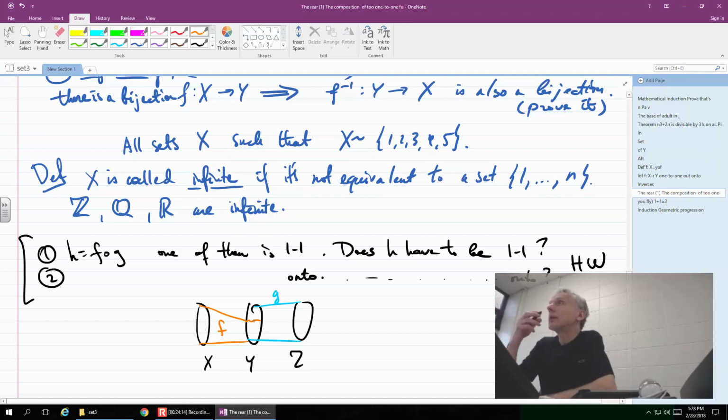H is not onto, right? You can see that there is no counterpart here, so some of the Z's will be missing. So at least a suggestion. Then you still have to write it out. But that's where ideas come from: little diagrams, visualizations, and examples.